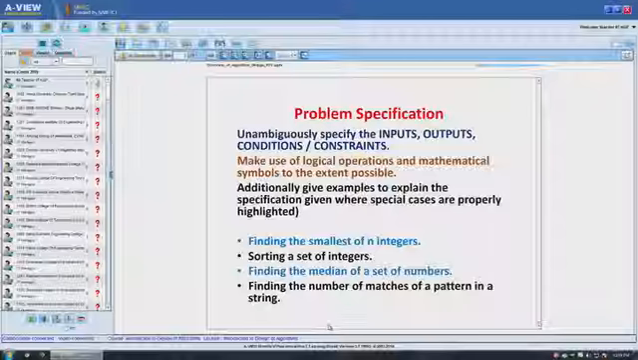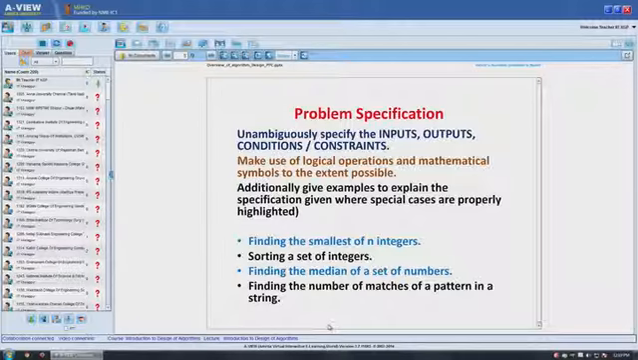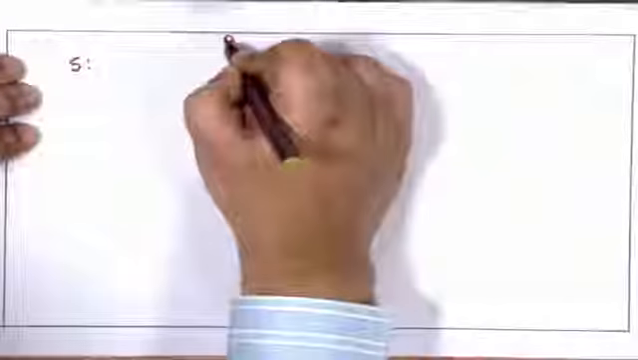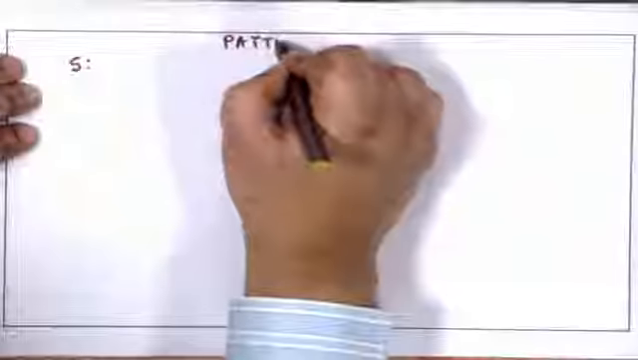On the other hand, if I take a non-trivial case, so suppose I have a string S. So, I am talking about the pattern matching problem.